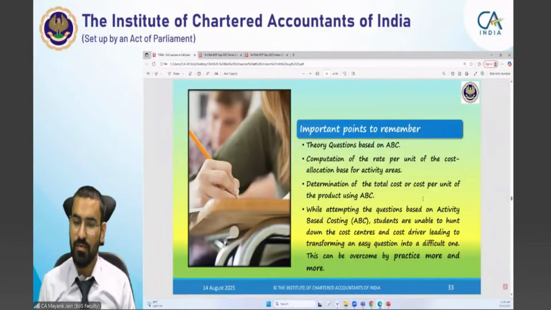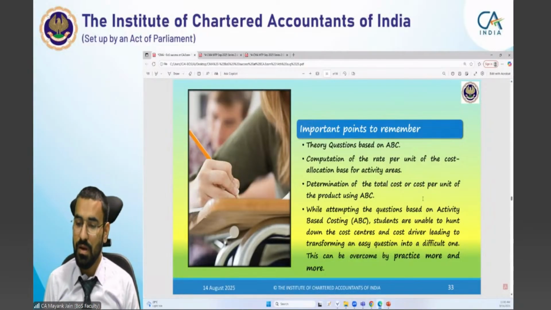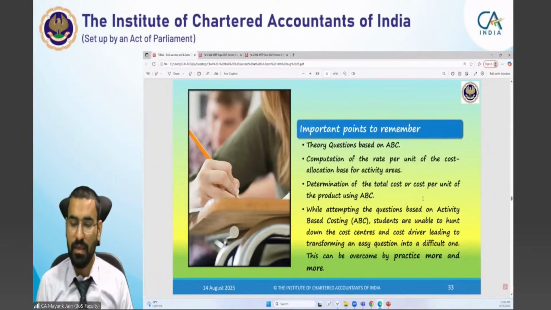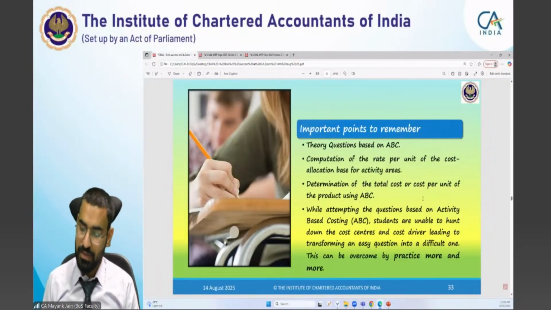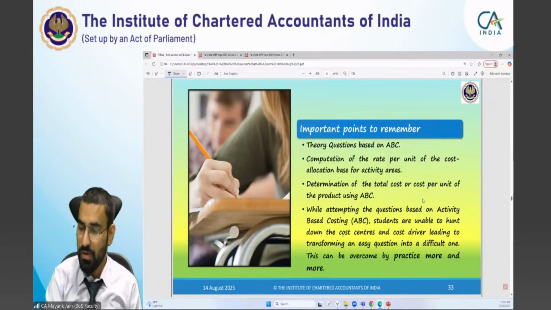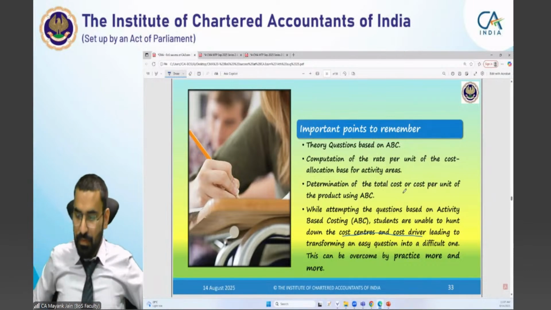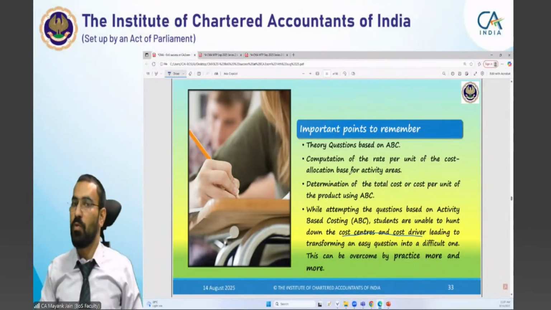And these are some of the important points to remember in the ABC, like the theory questions may be asked from the ABC. Computation of rate per unit for the cost allocation base, computation of cost per unit using ABC. I've already said this point. Cost center and the cost driver play an important role in ABC, and this can be overcome by practicing more and more questions.